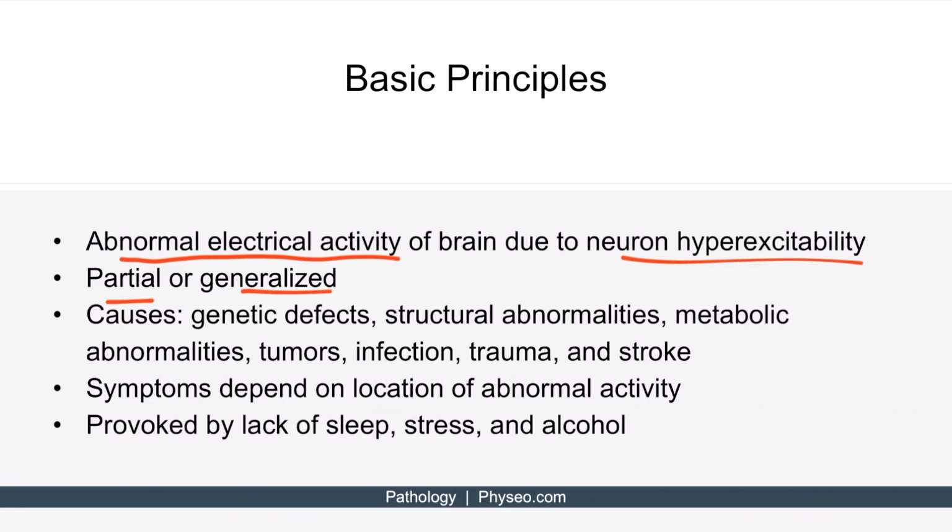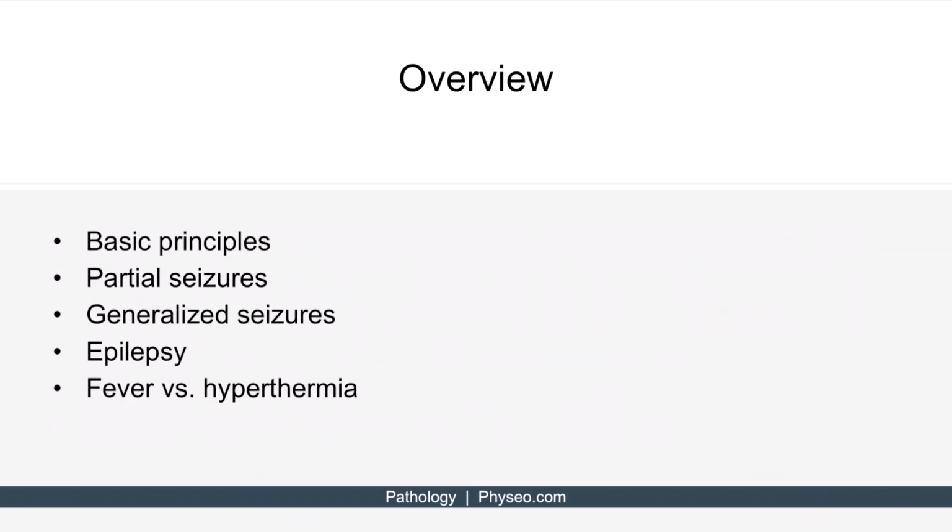Manifestations depend on the location of the abnormal activity and whether it affects one side or both sides of the brain. Seizures can be provoked by a lack of sleep, stress, and excessive alcohol consumption. All right, now let's dive into the specific types of seizures, beginning with partial seizures.